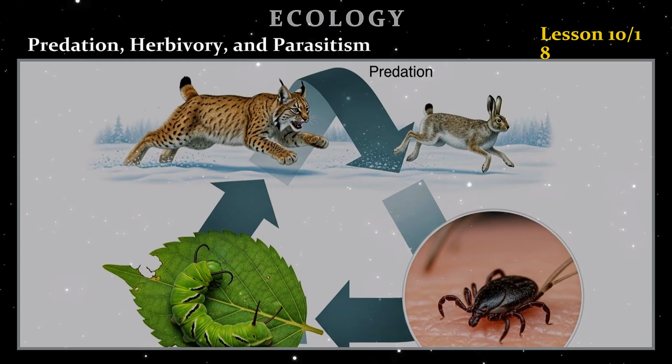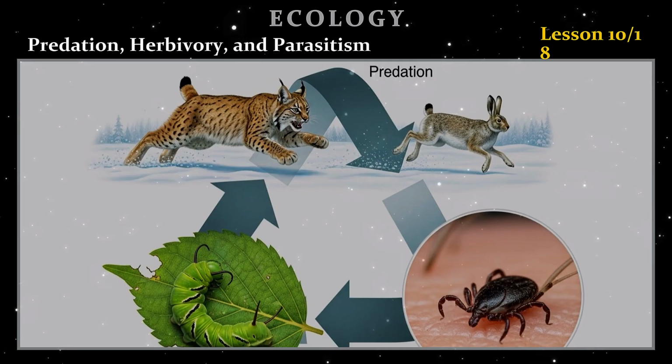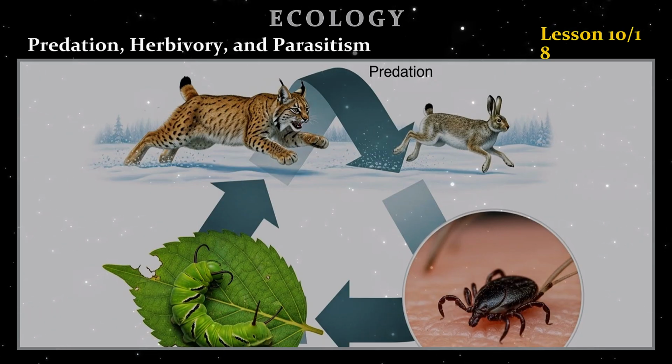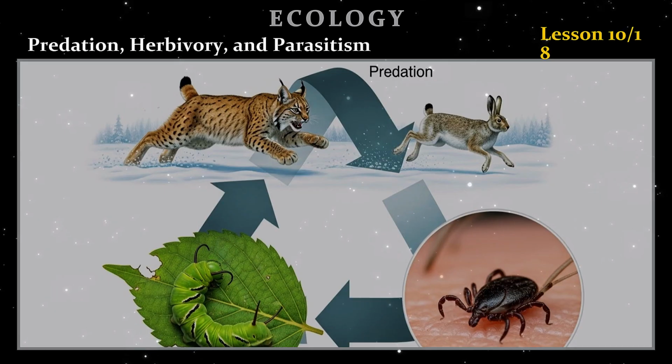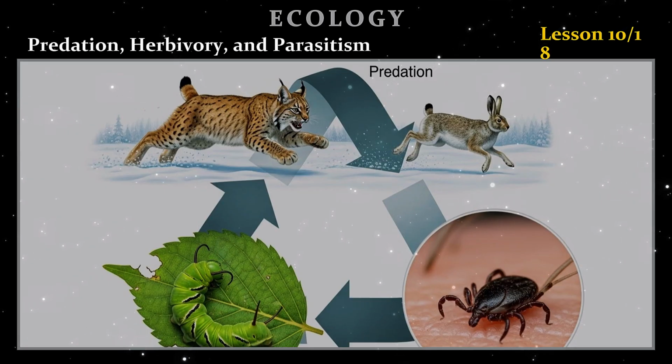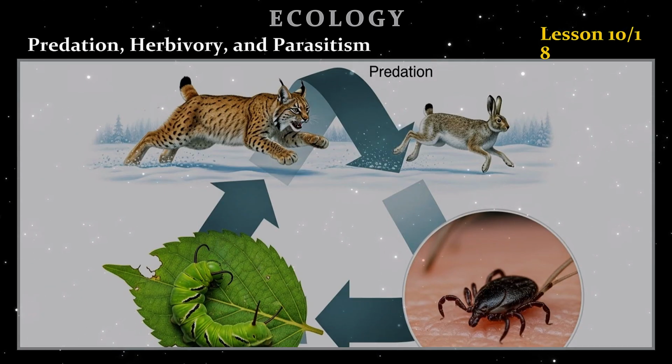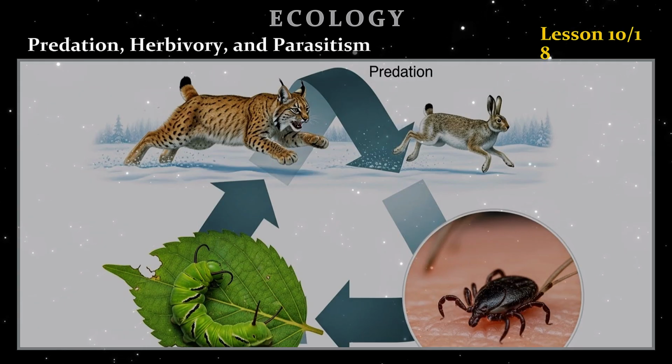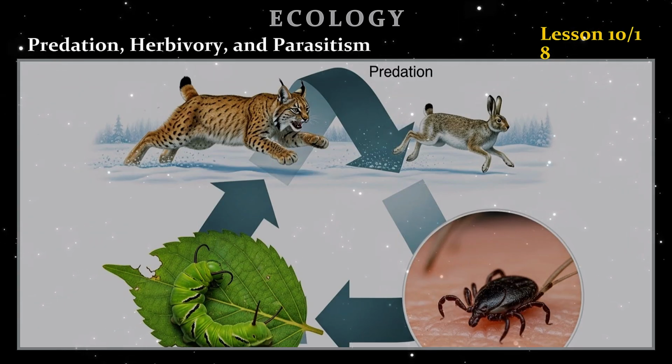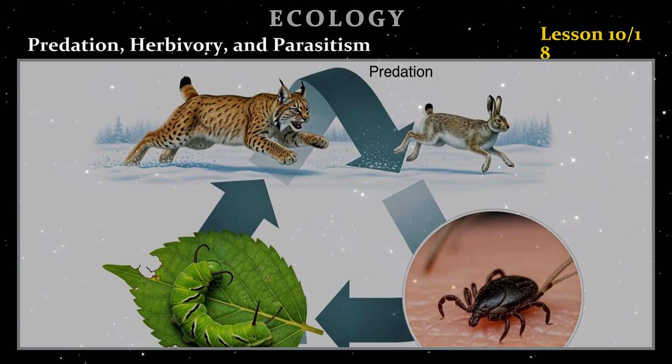However, this is dangerous if misunderstood. In the past, humans have introduced predators like the cane toad or the mongoose to new islands to control rats, only to have the predators eat the native birds instead. When we meddle with the food web without understanding the specific relationships, we often create a new disaster.